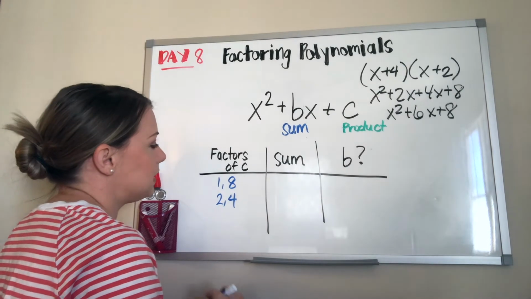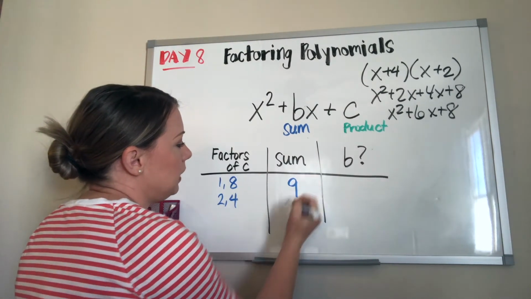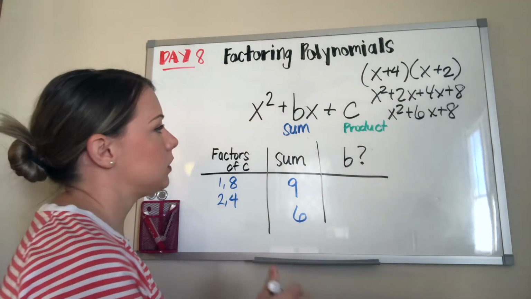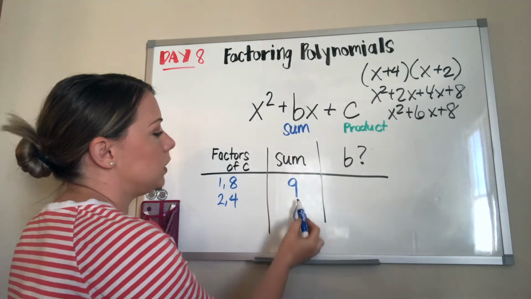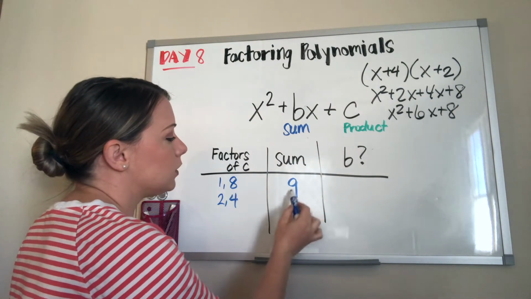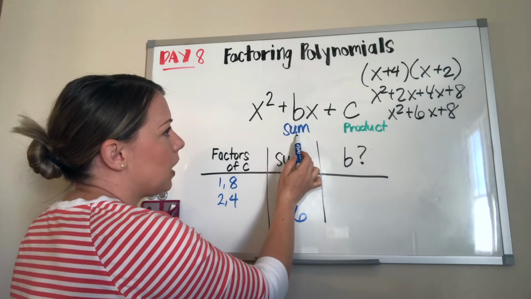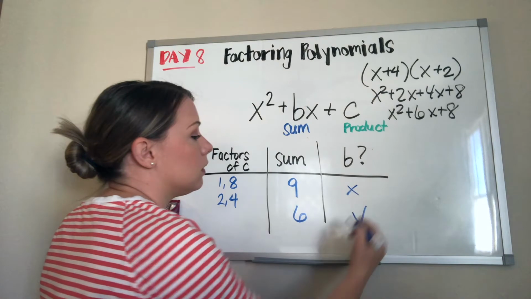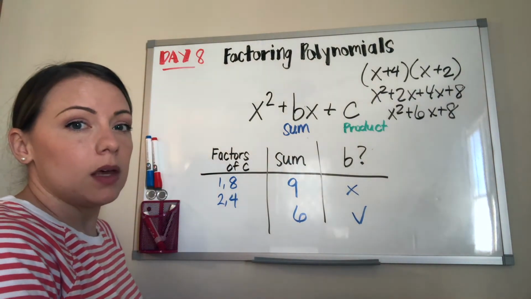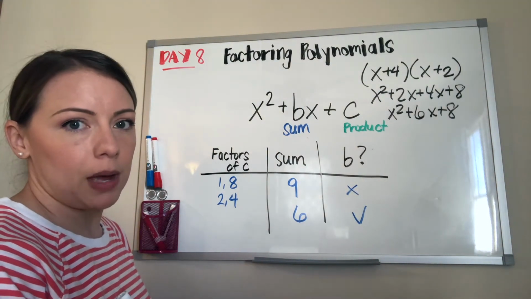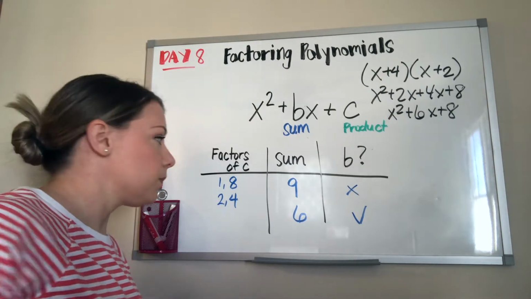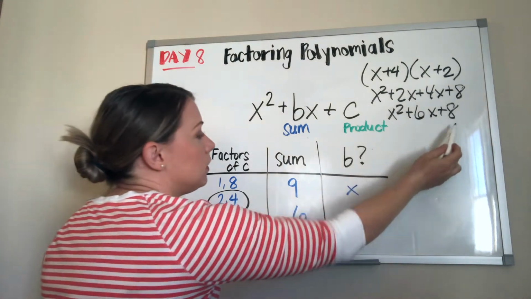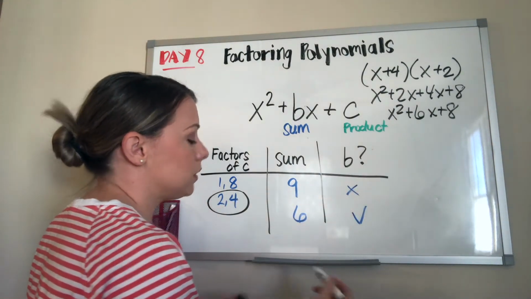So I have 1 plus 8, which produces 9. I have 2 plus 4, which produces 6. And I've already gone through all my factors. Now again, our goal was to see which of those factors would get me to B, because that's a sum. My B is 6, so 9, that's not right, but 6 is. So how do I use this chart to create my binomials? Well, these factors can produce 8. Added together, they can produce 6.